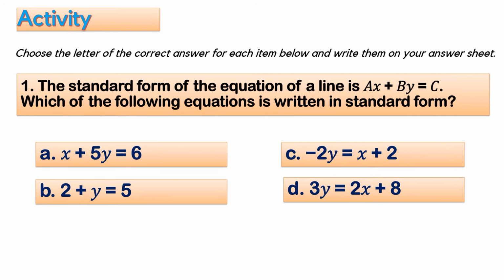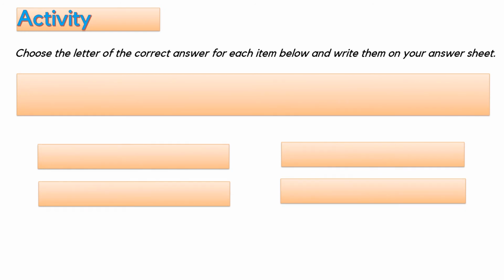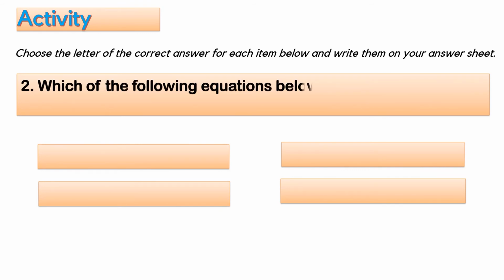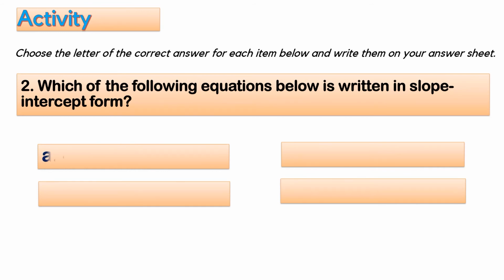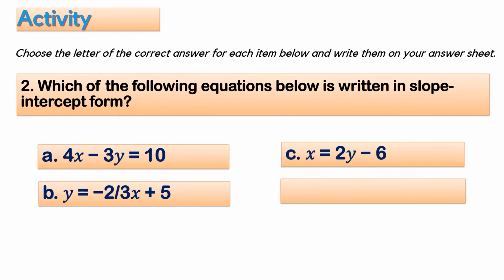Time's up. The correct answer is letter A, and you are correct. Question number 2. Which of the following equations below is written in slope-intercept form? A. 4x minus 3y equals 10. B. y equals negative 2/3 x plus 5. C. x equals 2y minus 6. Or D. x plus y equals 8. You have 5 seconds to answer the question.